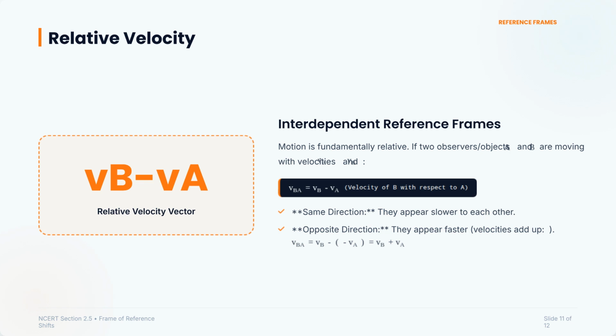Finally, we consider relative velocity. Motion is fundamentally relative. The velocity of an object B with respect to object A is the difference of their velocity vectors. If moving in opposite directions, their relative speeds effectively add up.